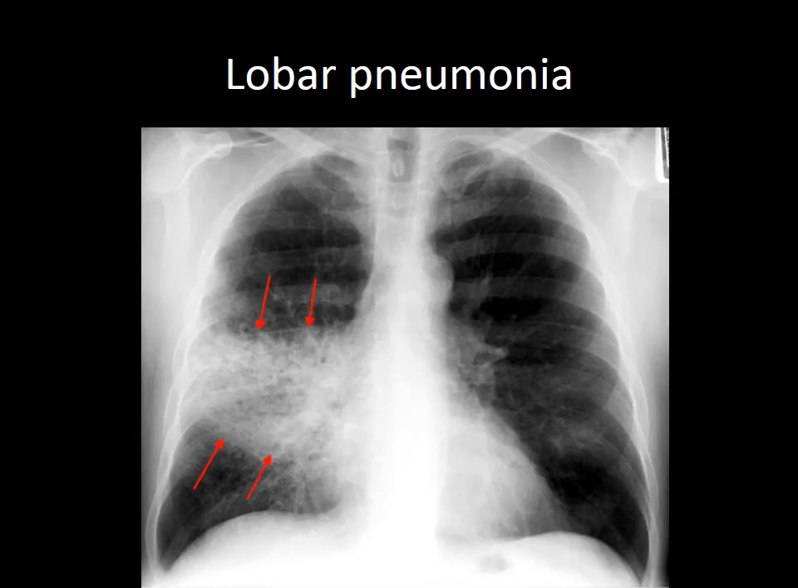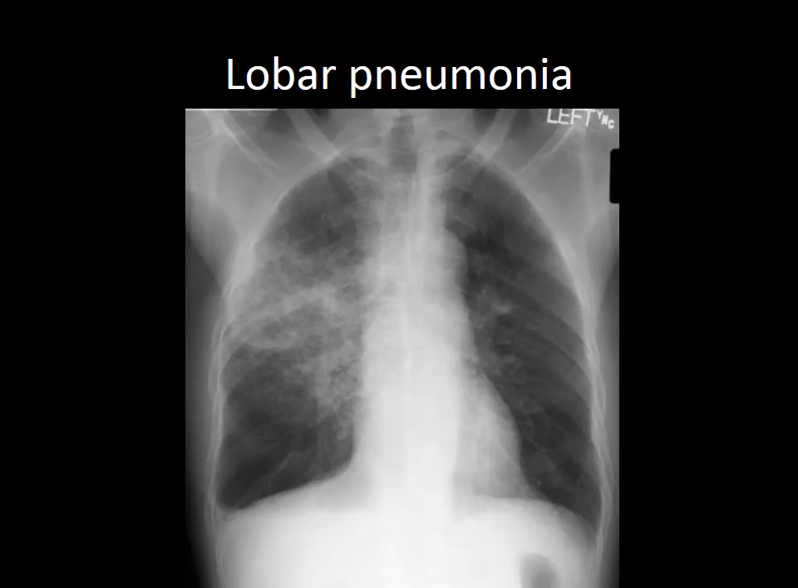Lobar pneumonia appears as consolidation involving a lobe with no volume loss. Air bronchograms can be seen. Notice that the area of consolidation has indistinct borders. This chest X-ray is an example of right middle lobar pneumonia.